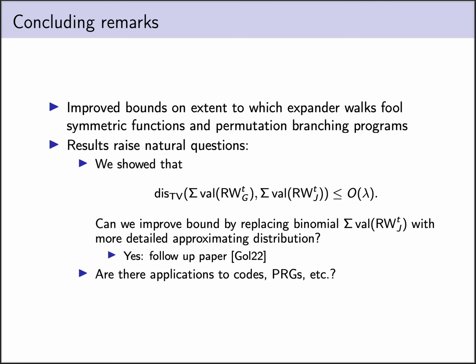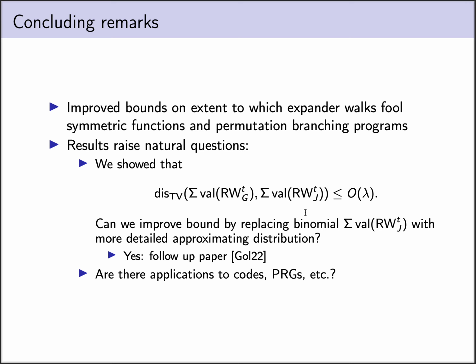So now just to wrap up, in this work, we obtain improved bounds on the extent to which expander walks fool symmetric functions as well as permutation branching programs, so improving upon a line of prior work. Our results do raise some questions. So one is that we showed this big O of lambda total variation bound. But this looks kind of like a central limit theorem or a Berry-Esseen theorem for Markov chains, which are like expander walks.